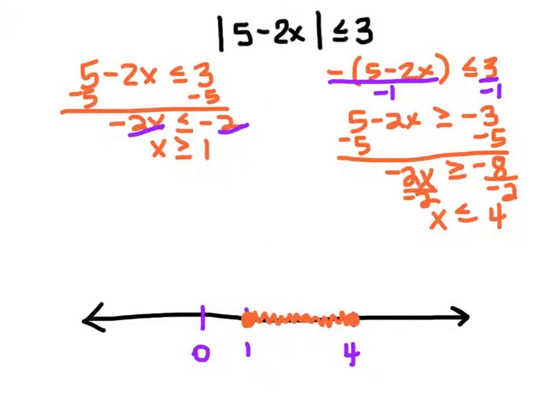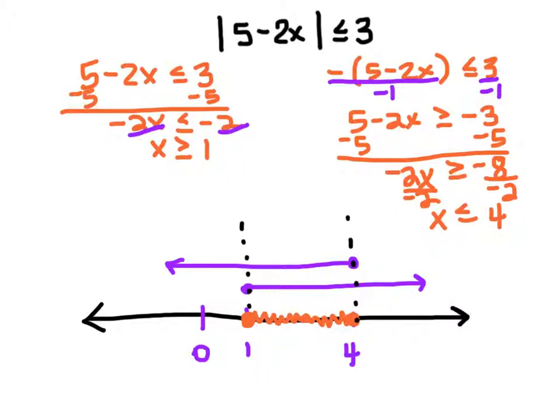So let's look at it a different way. I want x to be greater than or equal to 1, but it also needs to be less than or equal to 4. So the only place where they can be both of those is this region right here, where I have the orange highlighted.